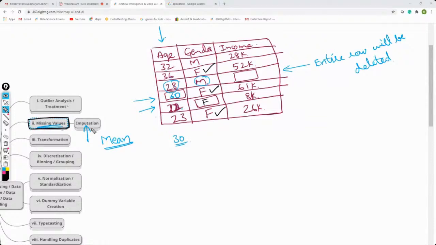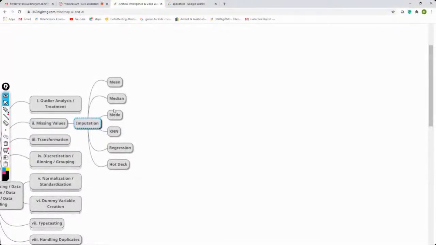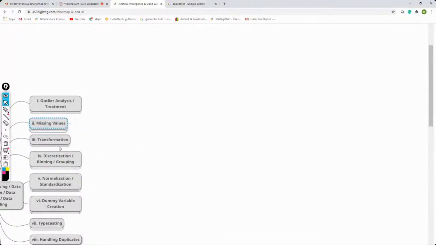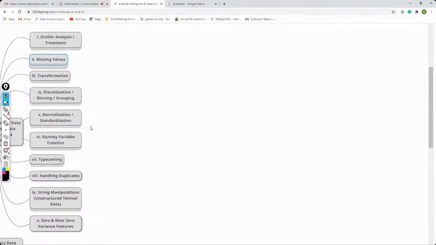The technique used to deal with missing values is called imputation. And what do you do with missing values? You replace the missing values with some logical value. That's called imputation. Simple. There are other imputation techniques also, but mean and mode is what we discussed. Then you have certain transformation techniques, right? You have a few things we cannot actually discuss in detail, so I'll just be theoretically touching those.